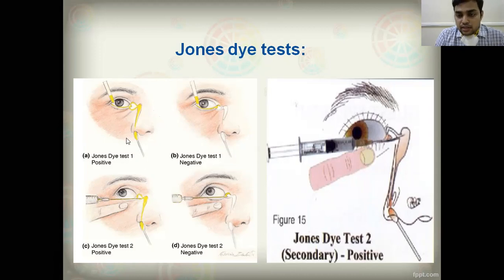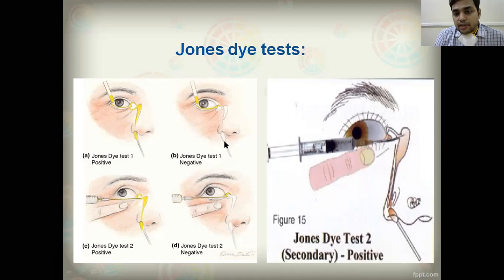We consider this test as positive when it stains the bud. The Jones dye test 1 is considered positive when it stains the bud without lacrimal syringing. The Jones dye test 2 is considered positive when it stains the bud with lacrimal syringing, in case of partial obstruction. Here, without lacrimal syringing also it stains the bud because of the primary hyperlacrimation. We consider the Jones dye test negative if it doesn't stain the bud, and we consider the Jones dye test 2 negative if it doesn't stain the bud even after syringing.